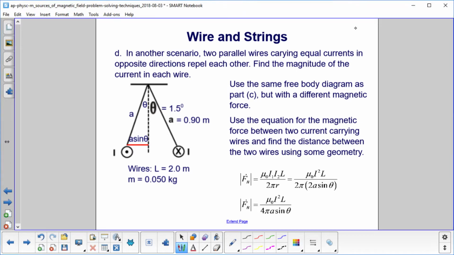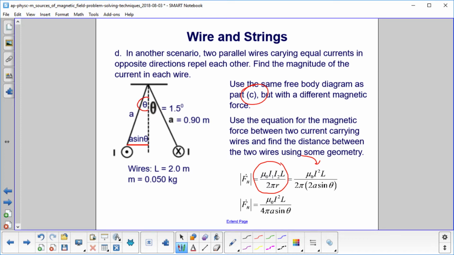We have the same free body diagram as part C, but we just have a different magnetic force. So we have two wires parallel to each other, so we're going to use the equation for the magnetic force between two current-carrying wires. And that's this guy right here, and we're finding the magnitude. What do we have? They have the same currents, so I1 equals I2. We'll just replace that with I squared. And the only trick now is a little teeny bit of geometry. We need to know how far apart those wires are.